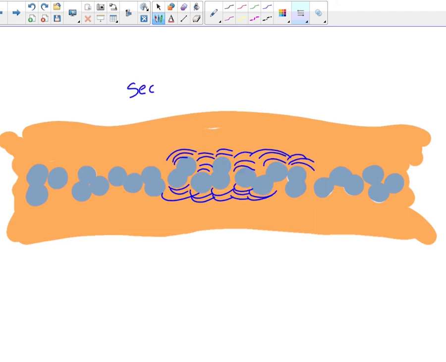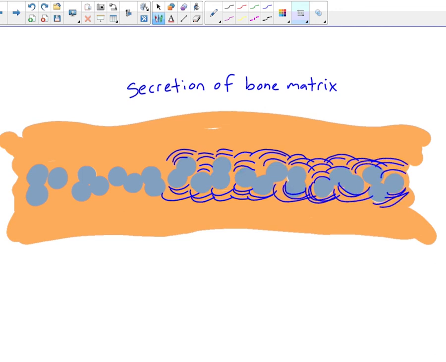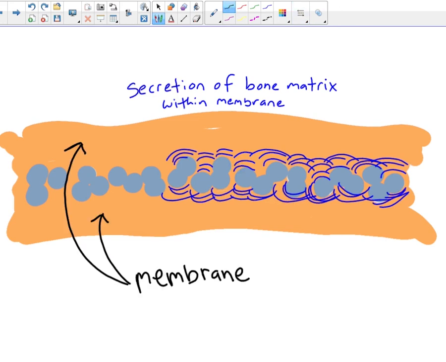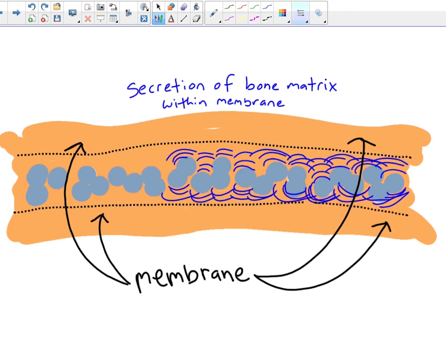The osteoblasts start to secrete bone matrix. This is like the scaffolding needed to build the bone from. We can see that the bone matrix has been secreted inside the membrane. There's a membrane on either side, all around it.